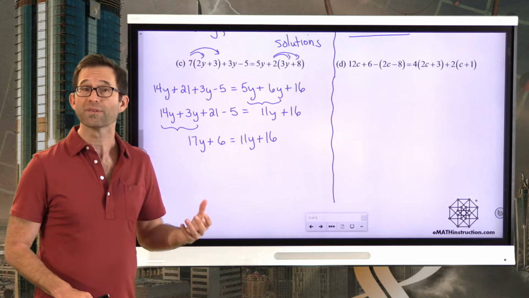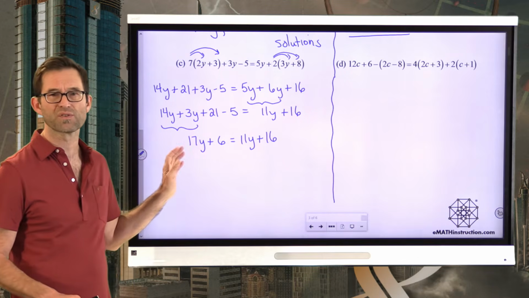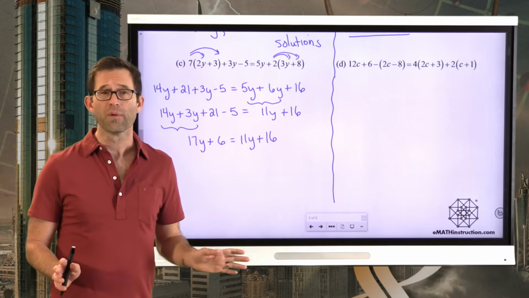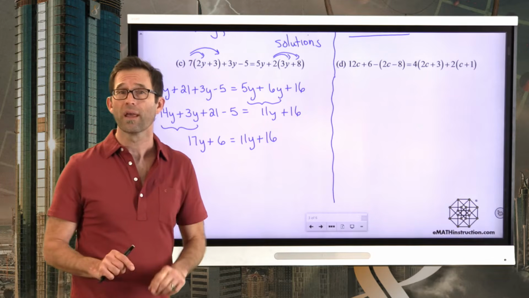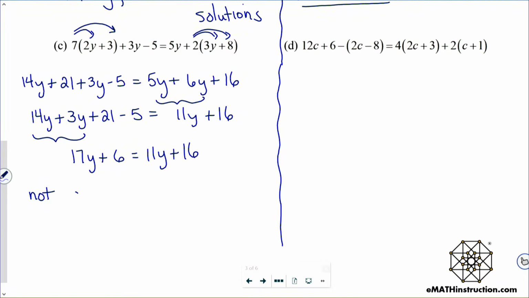In fact, we could go on to solve this. I mean, just think about it. We could subtract an 11y from both sides, and we'd have 6y plus 6 equals 16. We could subtract a 6 from both sides. The answer wouldn't be pretty. It would be fractional, but we would get an answer and one answer. So this is not an identity. One solution.